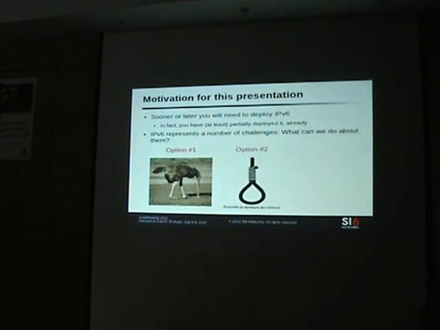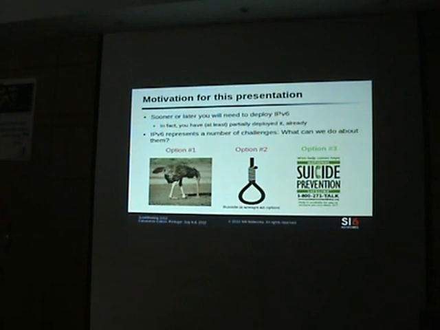There's option two, that sometimes is a consequence of option one, and sometimes you go directly to it: you find out that there were security problems with V6, but sometimes you realize that too late. And option three, which is the one that we are trying to do, is to prevent people from suiciding, or not too quickly at least, and try to discuss some things that can be done about V6 security.